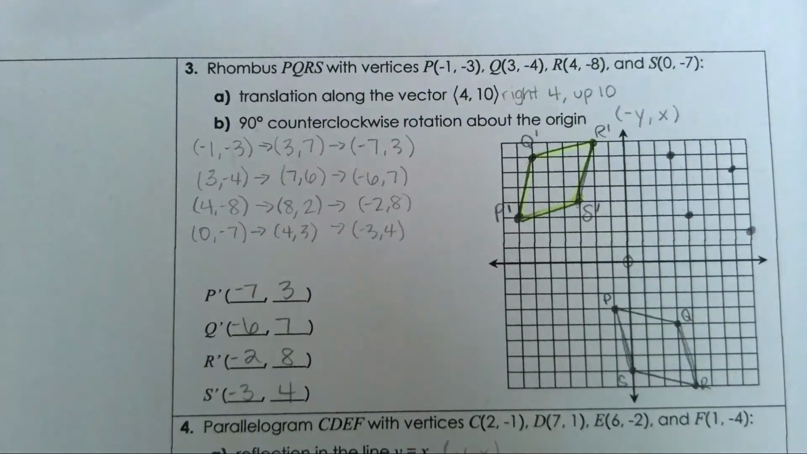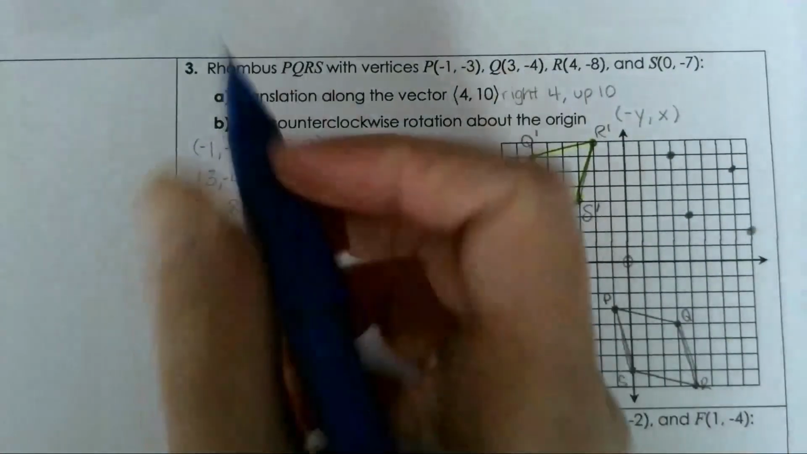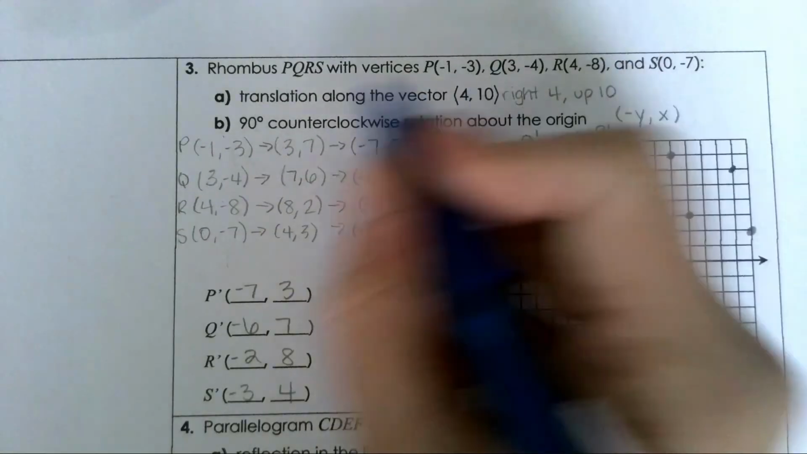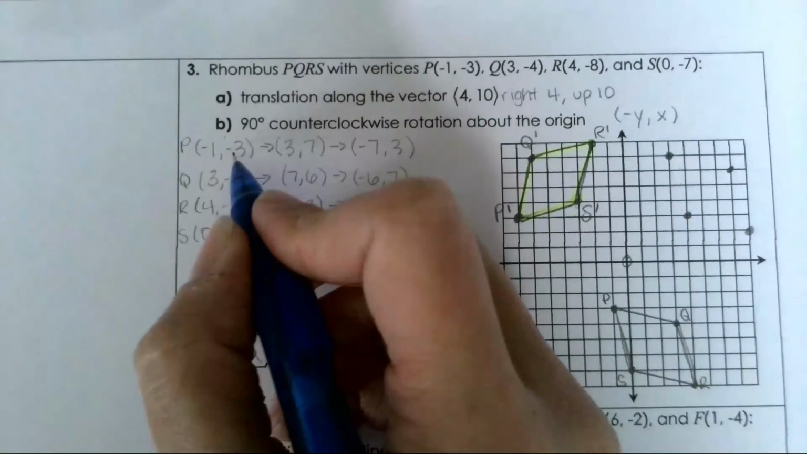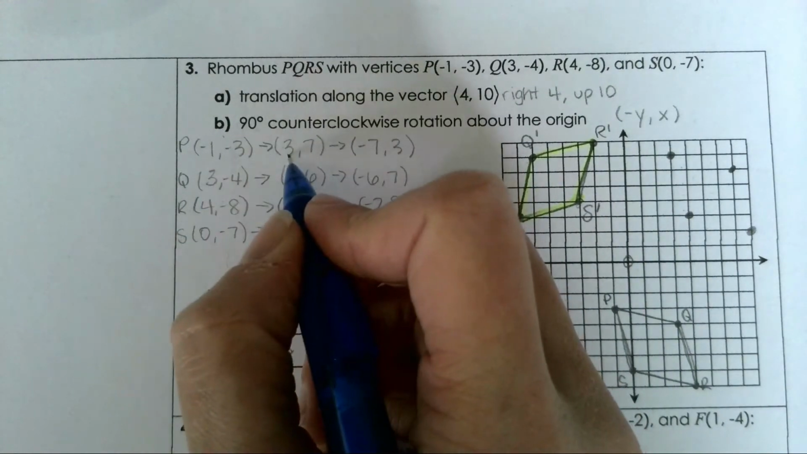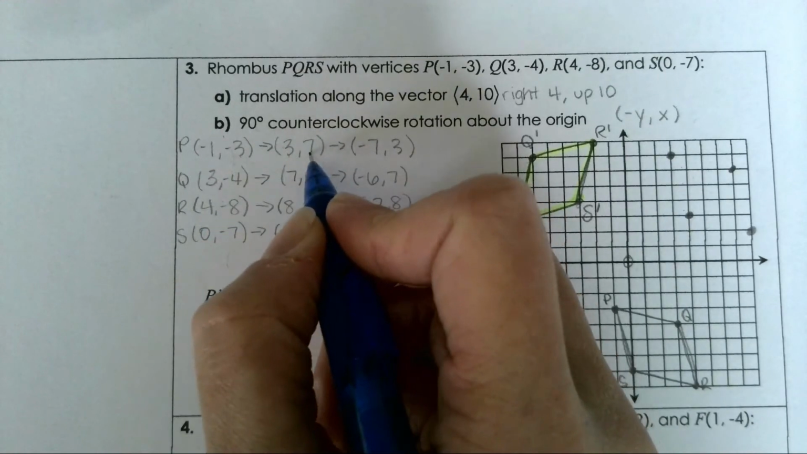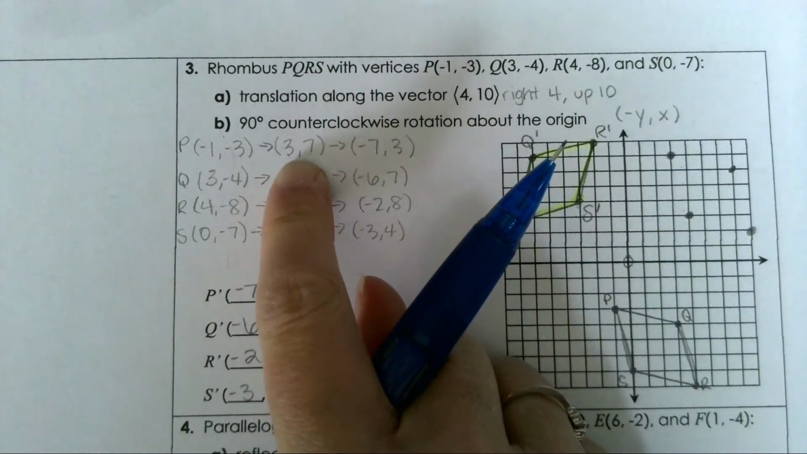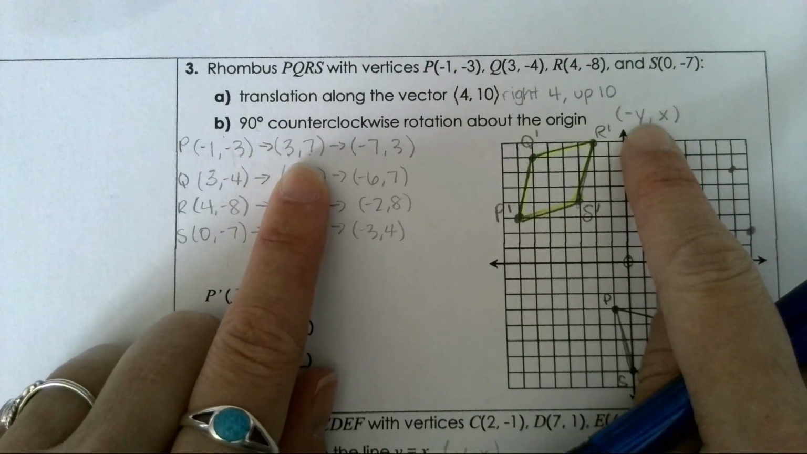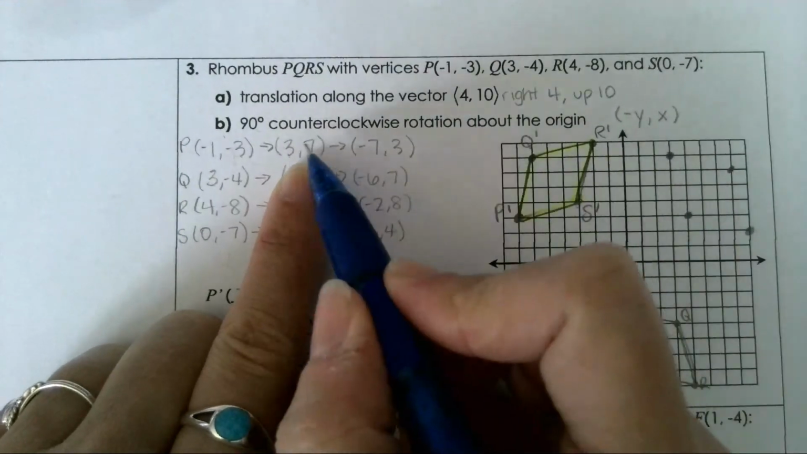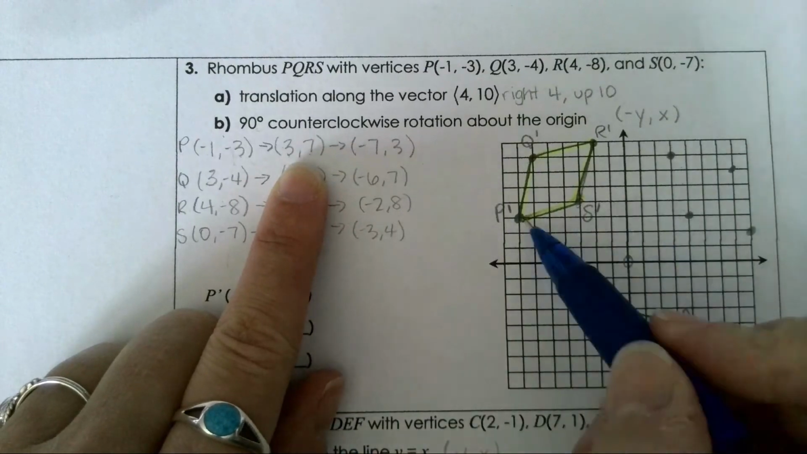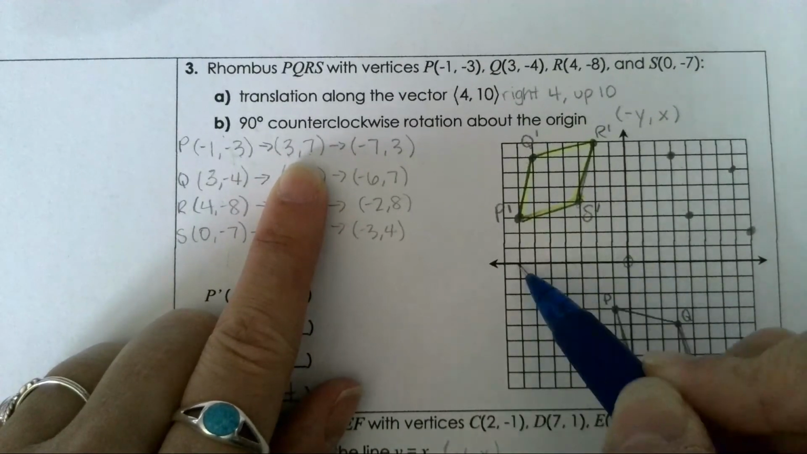So you can see what I did is I wrote my original points. So I had P, Q, R, and S. So P started at -1, -3, so I wrote that out. And then I performed my translation to that point. So I added -1 + 4 to get 3, and -3 + 10 to get 7. So that was my intermediate point for P. And then I went ahead and performed the 90 degrees counterclockwise rotation. So the -y, x. So that took 3, 7 to -7, 3. Which means P prime, right here, was at -7, 3.